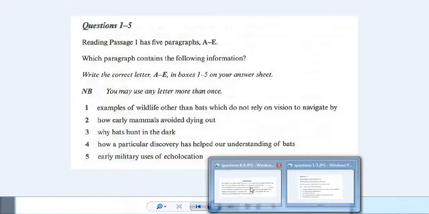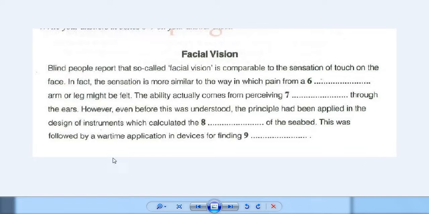Now let's look at another type of question for just a second. This is filling in the blank with words from the text. And I look at it and I say, okay, look, blind people report that so-called facial vision is comparable to the sensation of touch in the face. In fact, the sensation is more similar to the way in which pain from a blank arm or leg might be felt. So I need to fill in the blank here.